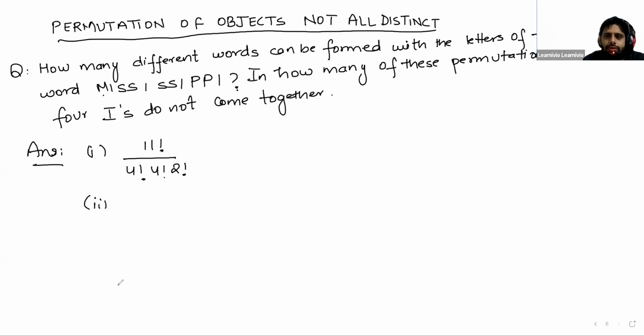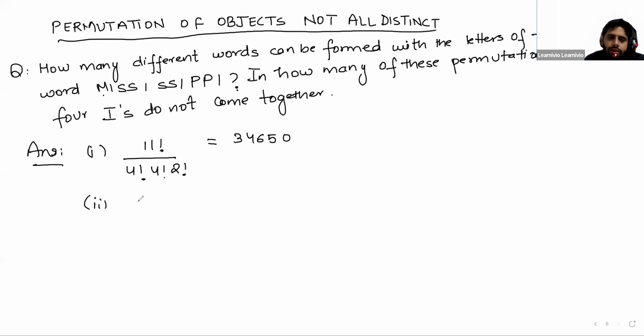Okay. So they're asking in how many of these permutations the four I's do not come together. Okay, so it is very tough to find this one. So you have already completed this part, and the answer you are getting is 34650. Now we will do the opposite. In how many of these permutations do the four I's not come together?